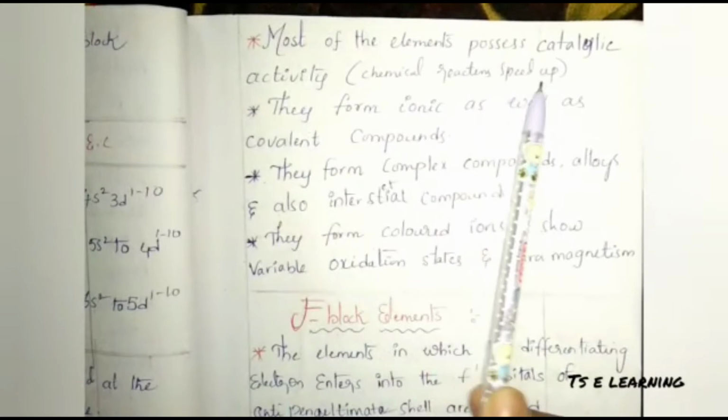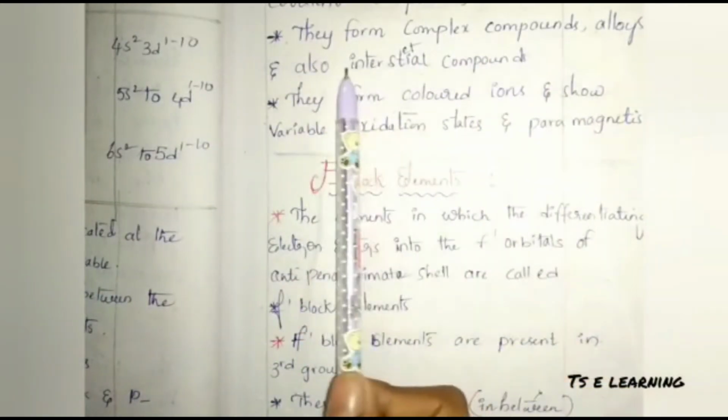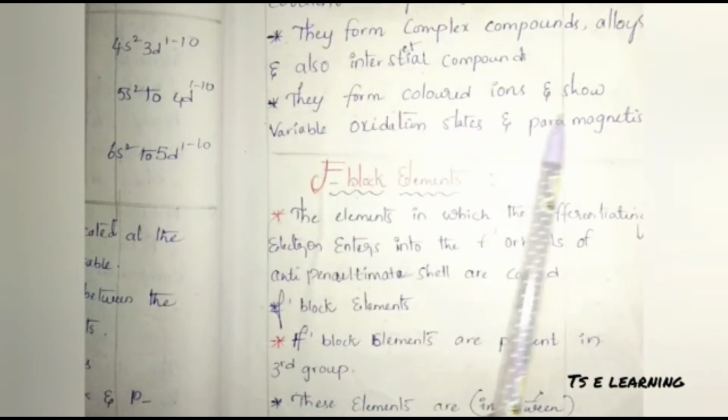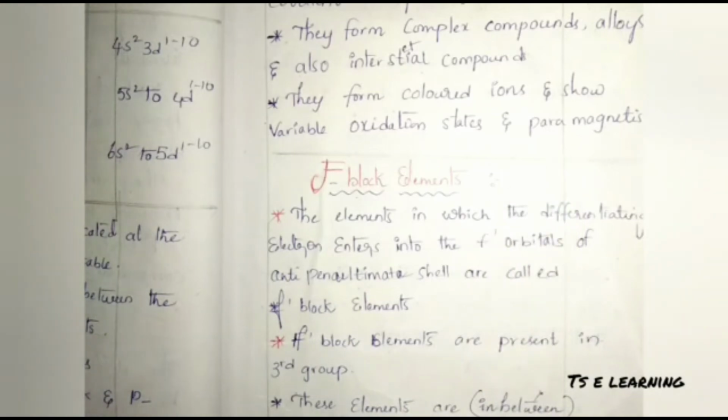Most of the elements possess catalytic activity. They form ionic as well as covalent compounds. They form complex compounds, alloys and also interstitial compounds. They form colored ions and show variable oxidation states and paramagnetism.